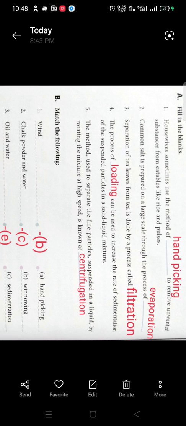Fill in the blanks. First, housewives sometimes use the method of hand picking to remove unwanted substances from eatables like rice and pulses. Second, common salt is prepared on a large scale through the process of evaporation. Third, separation of tea leaves from tea is done by a process called filtration.